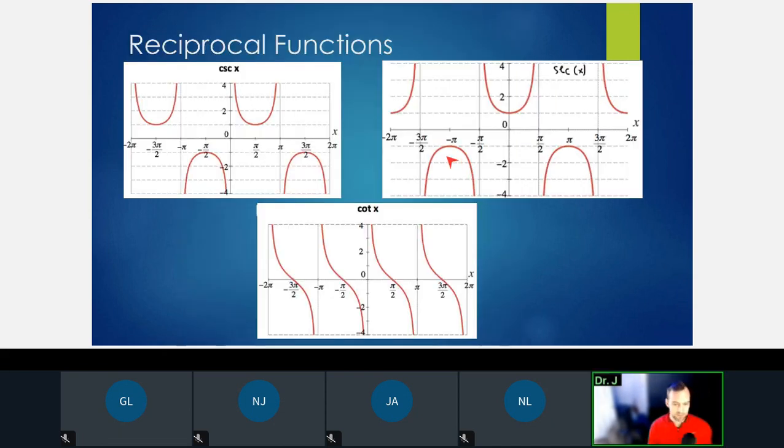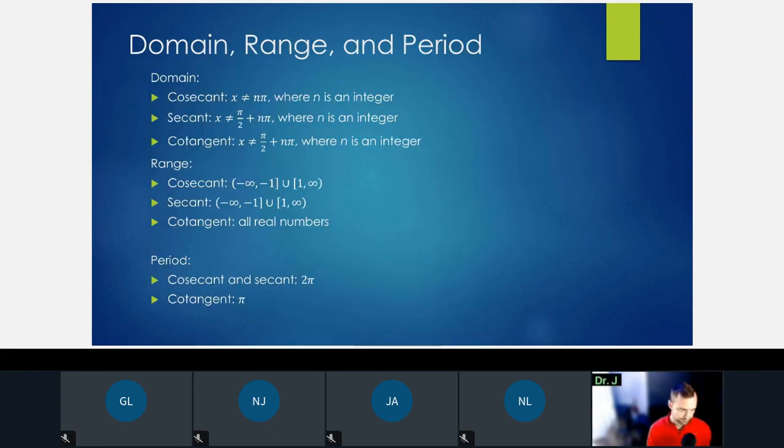All right, reciprocal functions. This is what they look like. I'm not going to type them in Desmos. Feel free to, but this is what cosecant looks like. This is what the secant looks like, and this is what the cotangent looks like. All right, so based on those graphs, just quickly go through it.